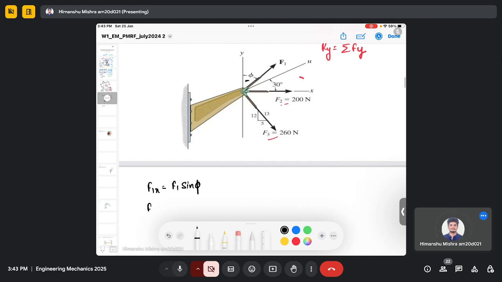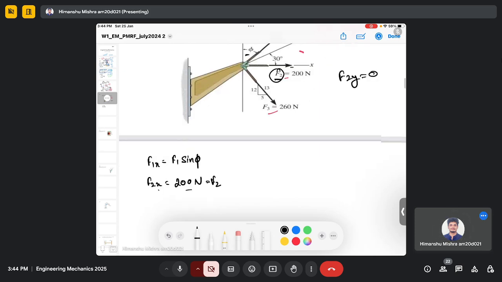Similarly, for force F2, its x component is directly 200 Newton. You can see the F2 force is already along the x-axis. So F2x will be equal to F2, which is 200 Newton. There will be no F2y because the entire force is along the x-axis. So F2y will be 0 and F2x is 200 Newton.